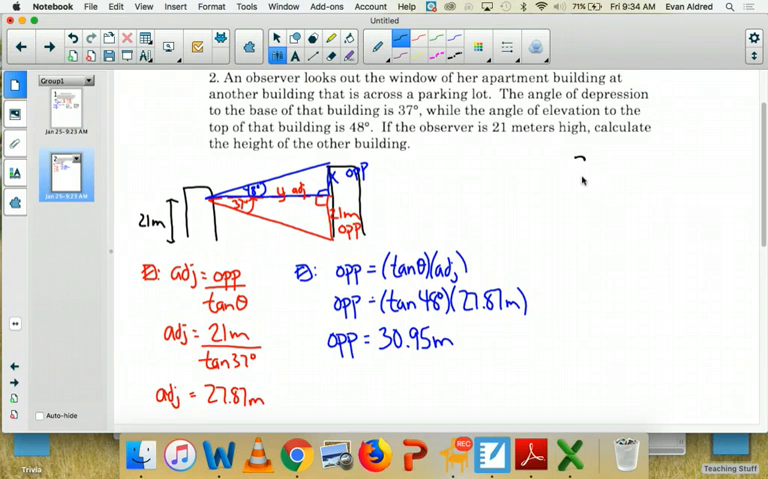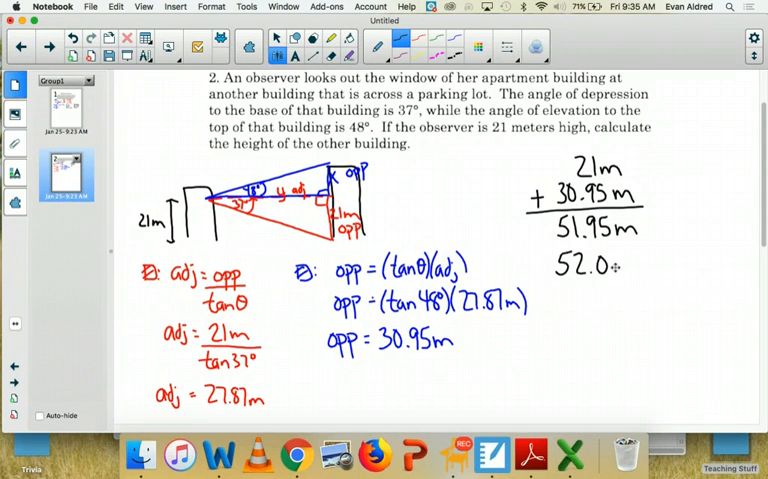So we know that she's 21 meters high, so we've accounted for that already. But we know that based on the vertical distance above the horizontal at which she's looking, we can add 30.95 more meters to that value, which gives us 51.95 meters. And again, we look, and it doesn't tell us how to round. Well, that means we round to the nearest tenth. And that's going to actually make this thing an even 52.0 meters.